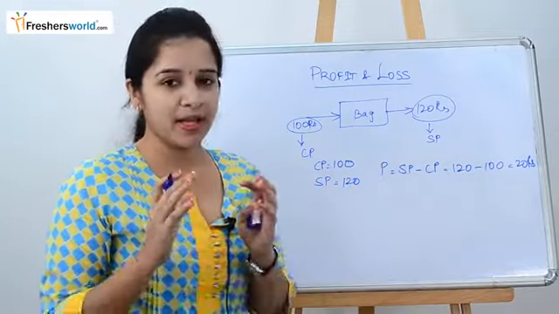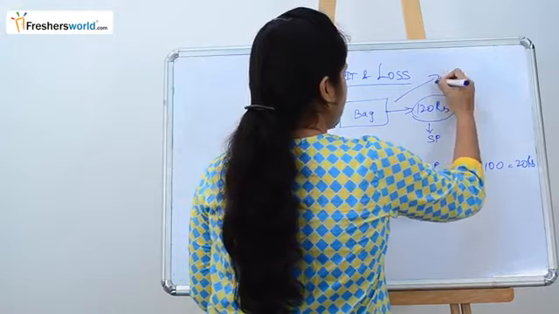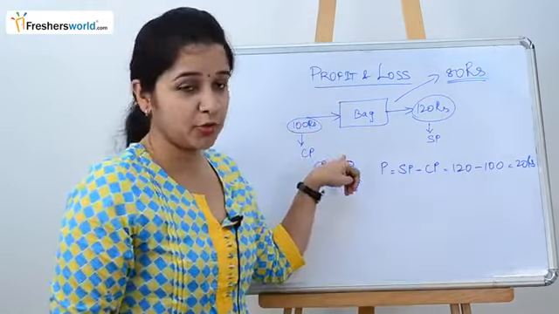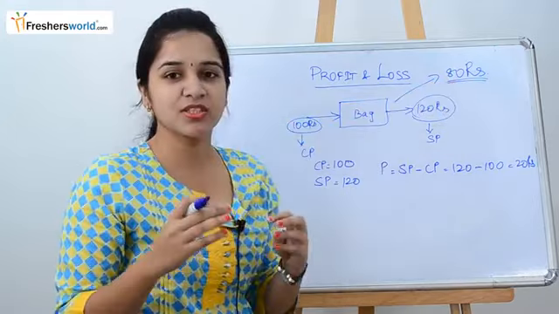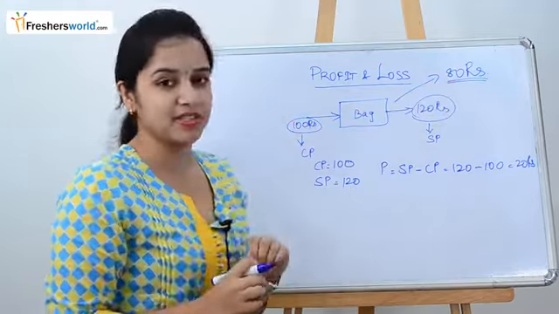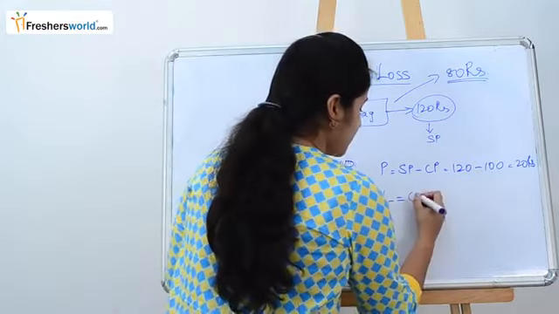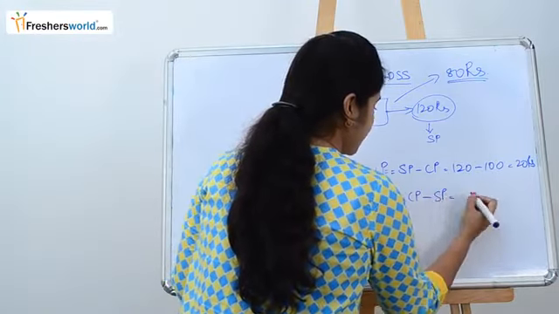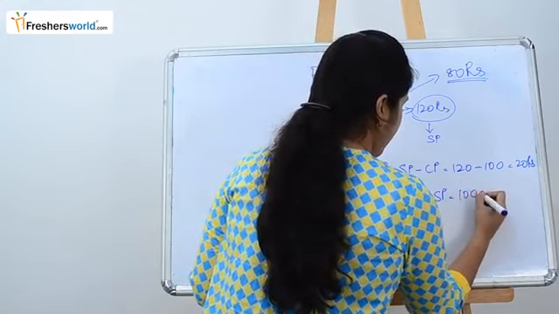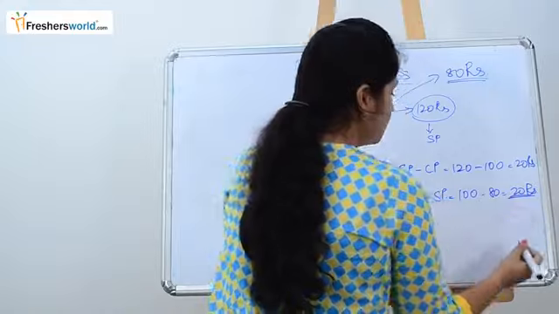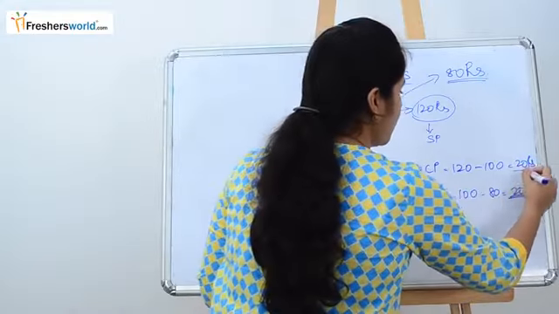Let's say you got the bag for 100 rupees but you're selling it for 80 rupees, which is 20 rupees less than your cost price. So that is nothing but a loss for you. How do you find it out? Cost price minus selling price, which is 100 minus 80, which is 20. So this is your loss value and that was your profit value.